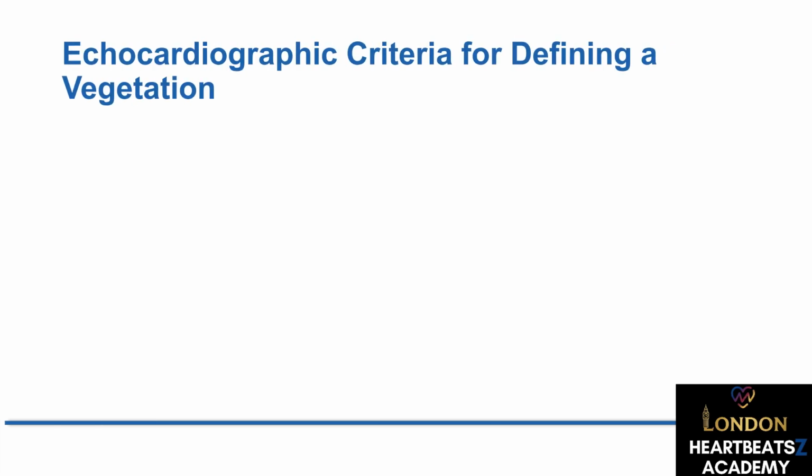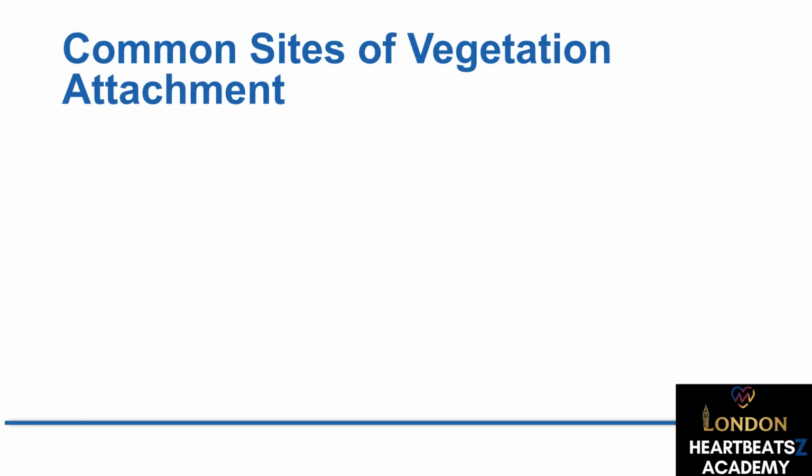When defining a vegetation, clinicians look for specific echocardiographic characteristics. Size and mobility are critical factors, as larger, mobile vegetations are often associated with a higher risk of embolic events. Vegetations typically attach to the atrial side of atrioventricular valves or the ventricular side of semilunar valves. Understanding these common sites of attachment assists in the accurate interpretation of echocardiographic images.